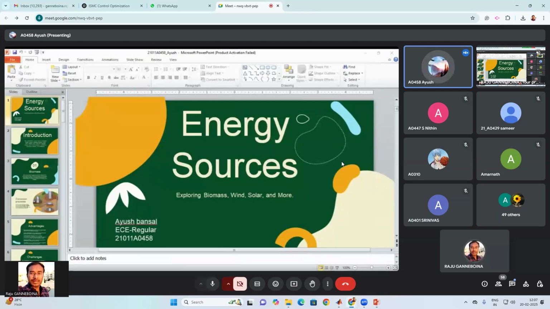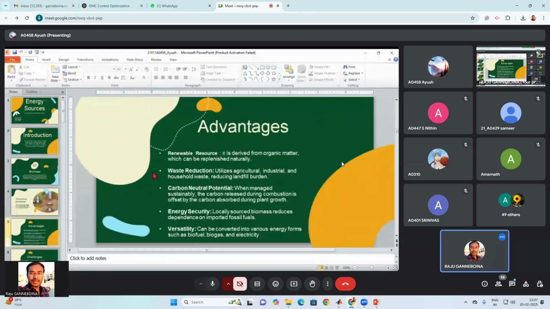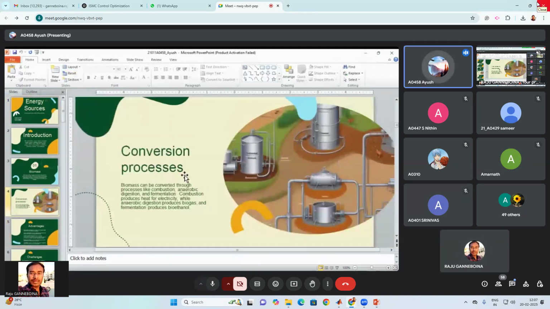The main advantages of biogas slides are not visible. Only the starting slide is visible. Can you repeat, sir? Only the first slide is visible. One second, sir. Now it changes. Okay, start. Should I start from the beginning?